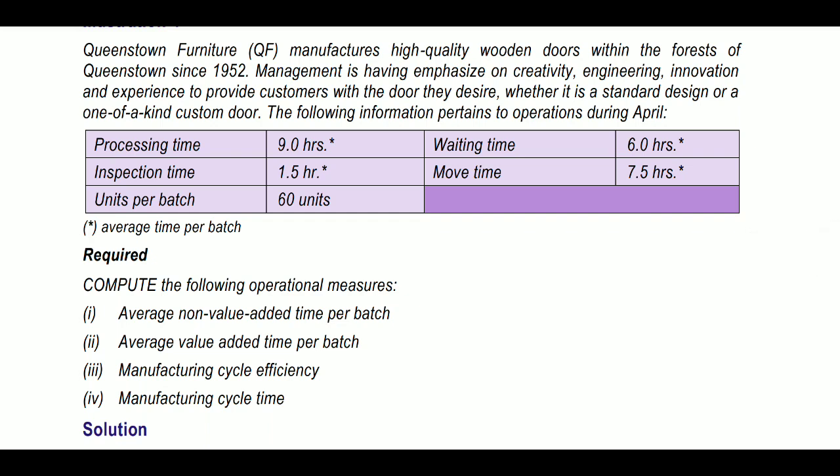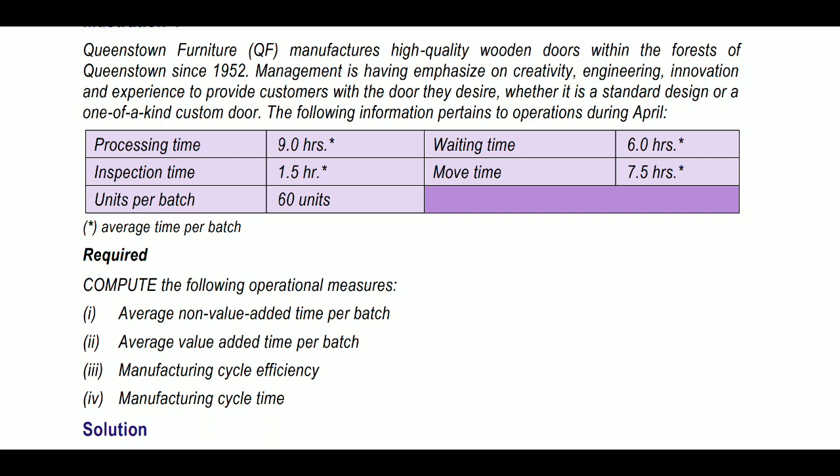Next, manufacturing cycle efficiency. Cycle efficiency means processing time divided by total production time. Total production time will be 24 hours, that is 9 plus 1.5 plus 6 plus 7.5. So 9 hours divided by 24 hours, we will get the manufacturing cycle efficiency.